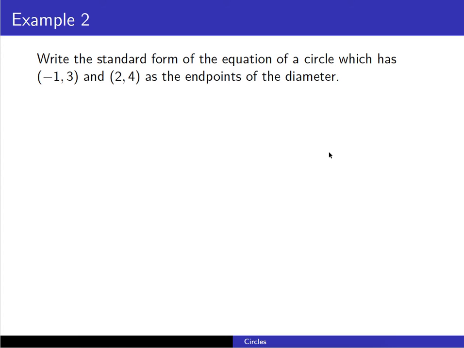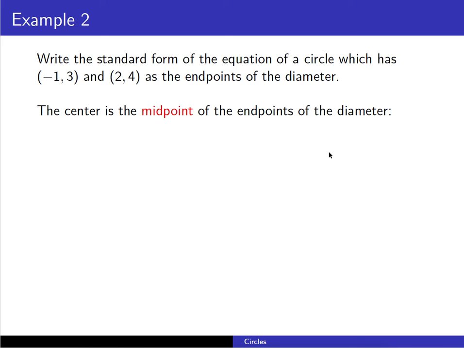Alright, example 2, write the standard form of the equation of a circle which has -1, 3 and 2, 4 as endpoints of the diameter. In other words, we have 2 points on the circle that if we connect them with a segment will go through the center. So the center is going to be the midpoint of the endpoints of the diameter. So we're going to take the midpoint of -1, 3 and 2, 4, which is just taking the average of the x coordinates and the average of the y coordinates.